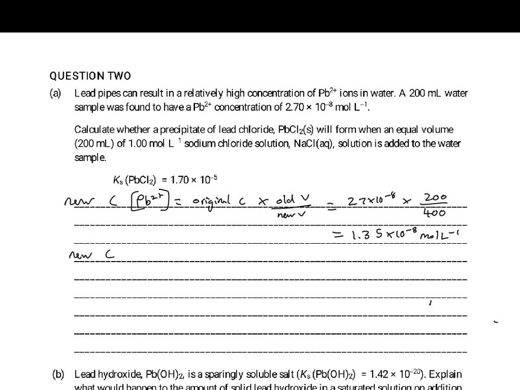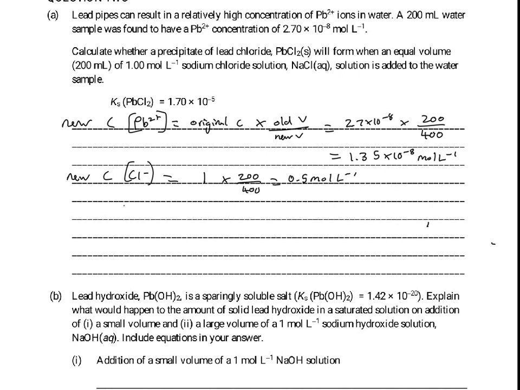Right. New concentration of, what are we doing, chloride ions, is the original concentration, which you're told is 1, times the old volume. So you're told that there's 200 mL of sodium chloride. Your final volume is 400 mL. So 1 times a half is 0.5 mole per litre.